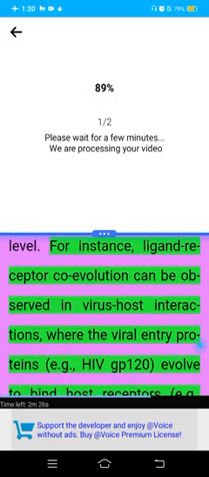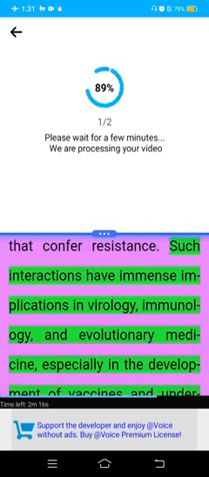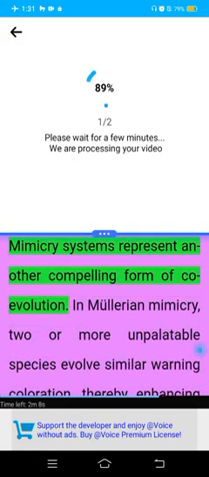For instance, ligand-receptor coevolution can be observed in virus-host interactions, where the viral entry proteins, e.g., HIV gp120, evolve to bind host receptors, e.g., CD4 and CCR5, while host populations may evolve receptor mutations, e.g., CCR5 delta 32, that confer resistance. Such interactions have immense implications in virology, immunology, and evolutionary medicine, especially in the development of vaccines and understanding pathogen resistance. Mimicry systems represent another compelling form of coevolution.